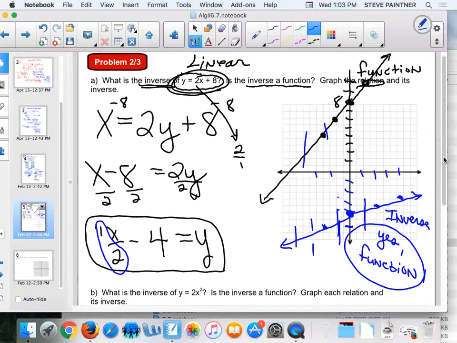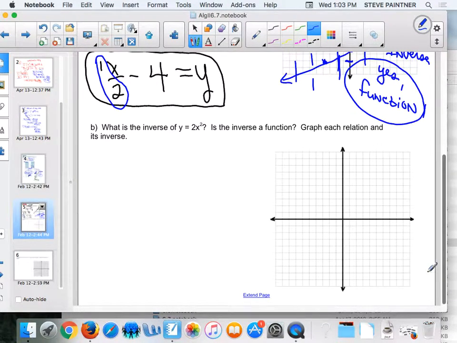What's going to make it more difficult is right there. What's that? X squared is parabolas, it's quadratic, right? This is a quadratic function. So it says, what is the inverse of this quadratic function? And then, is it a function? Yes or no? And then graph both.